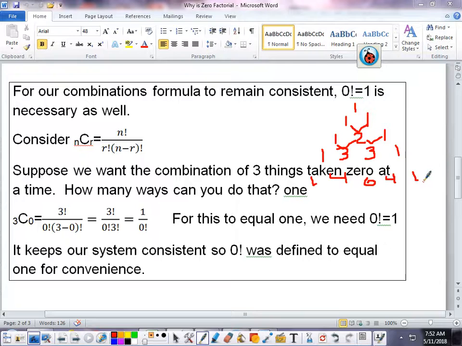Okay. Now those are actually the same as combinations. So this is the same as the combination of 0 things taken 0 at a time.